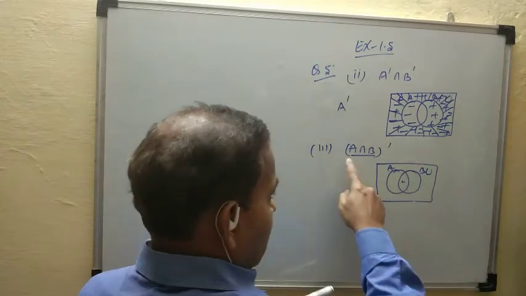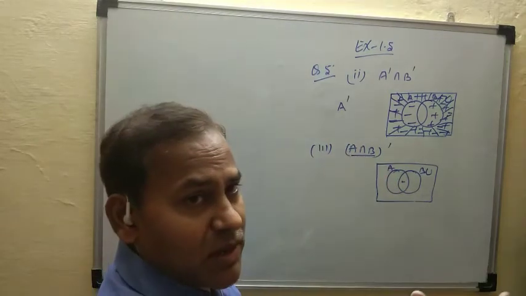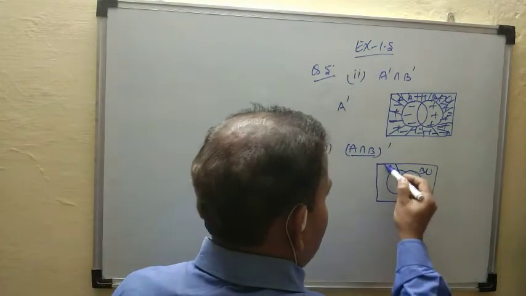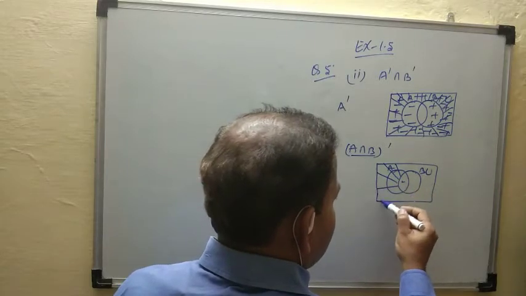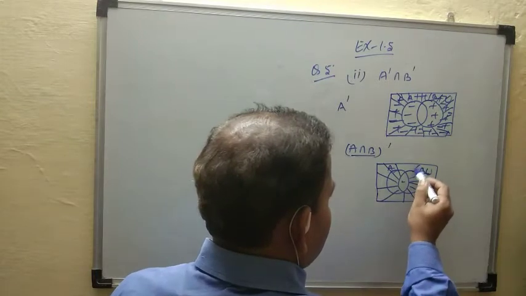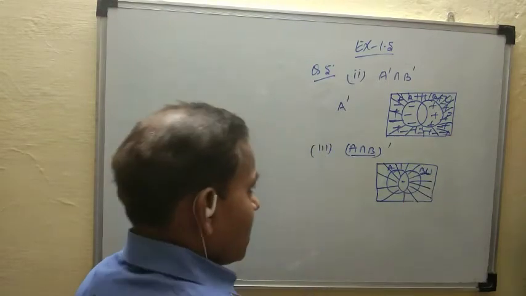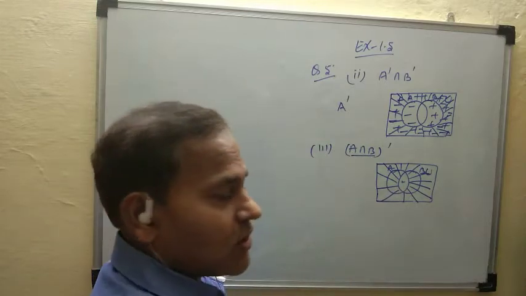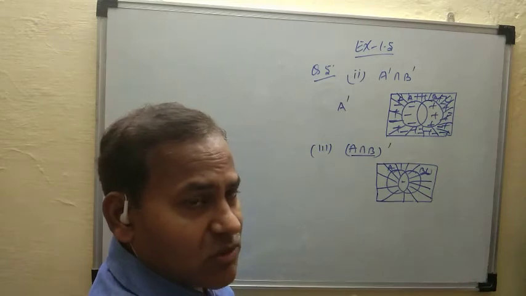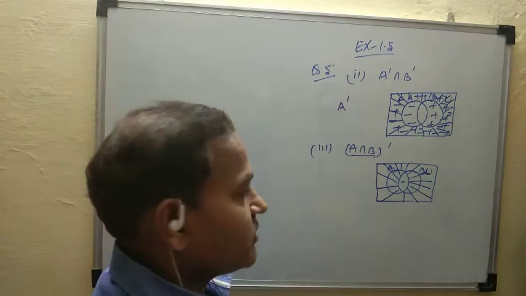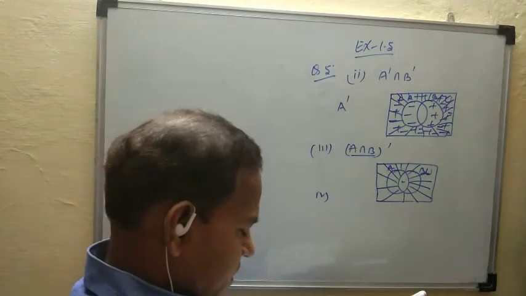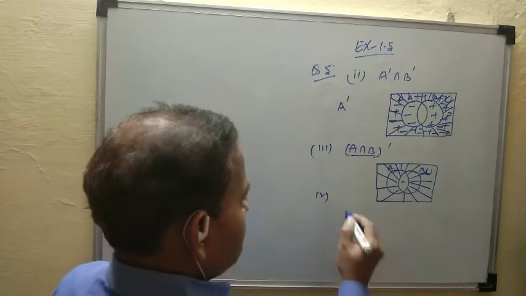Then A intersection B whole complement is outside of A intersection B, that is this part, outside of A intersection B. So this is the Venn diagram of A intersection B whole complement. This is the Venn diagram of A intersection B, and A intersection B whole complement means outside of A intersection B.